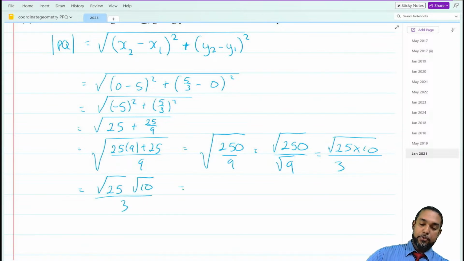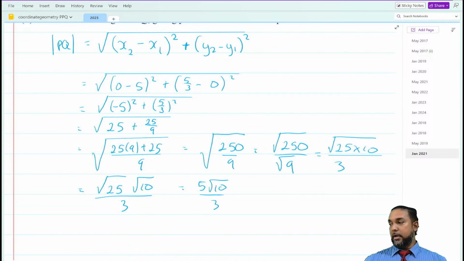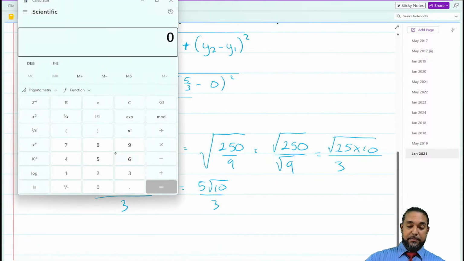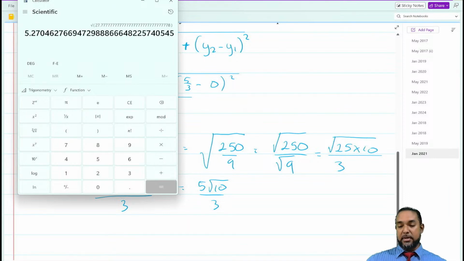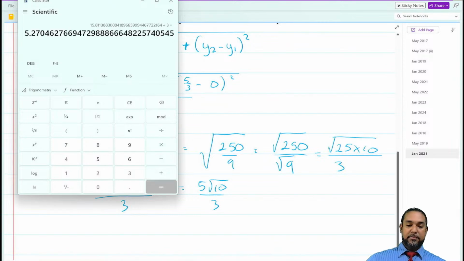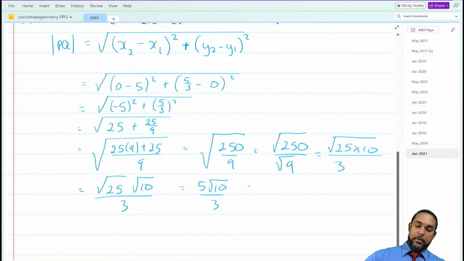And as we know, root 25 is 5. So you have 5 root 10 all over 3. Now that's the exact value, but they want it in 2 decimal places. So plug it in your calculator. You could just do 250 divided by 9 and then square root. 5.27, you're good to go. And whether you did that or you went all the way down and said 5 times the square root of 10, then divided by 3, same 5.27.